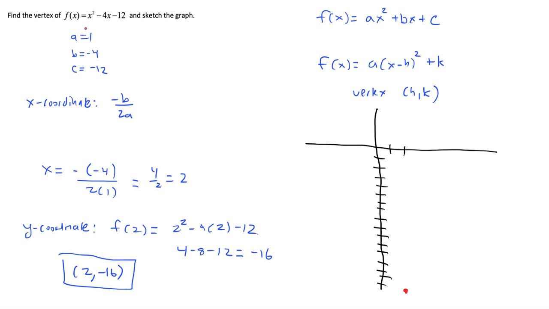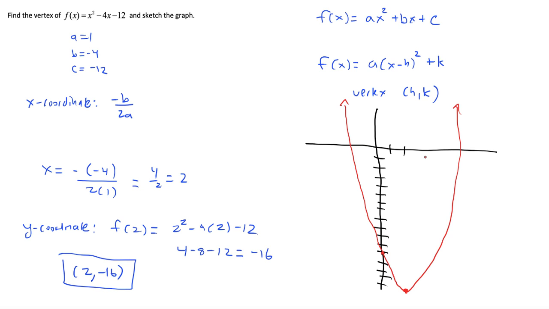Also, the a value is positive, so we know that we're going to open upwards. So our parabola is going to look a little something like this. Now this is just a rough sketch. This should be a nice U, right? Now we know the y-intercept. The y-intercept is negative 12, so that's why I counted up to negative 12 here.